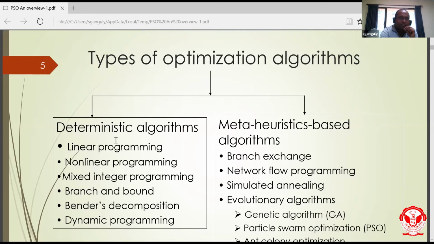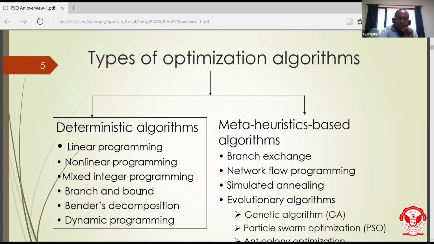For example, linear programming. I know that you are familiar with linear programming. It is a basic optimization algorithm which is taught at postgraduate level in any university. Then non-linear programming, which is somewhat more complex than linear programming. Then mixed integer programming, branch and bound, even dynamic programming as well. Although dynamic programming is a type of enumerative approach, it also follows certain mathematical rules.